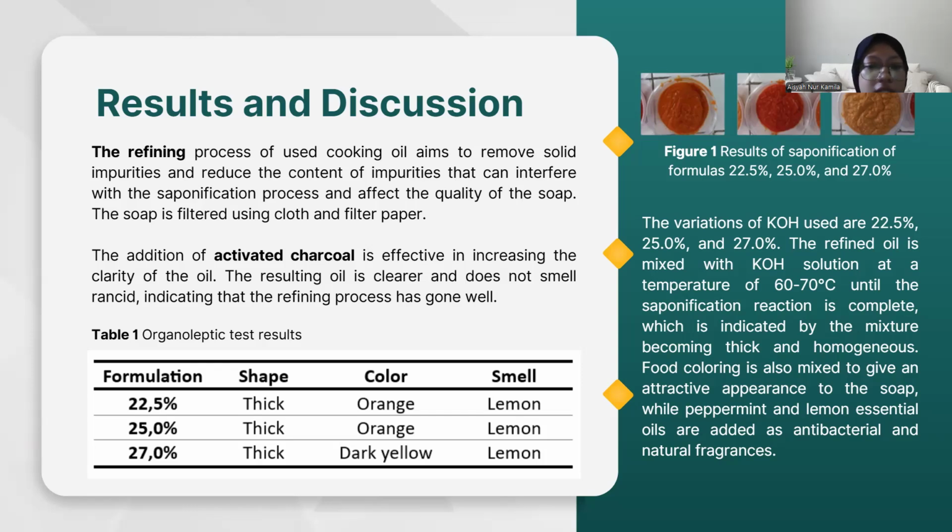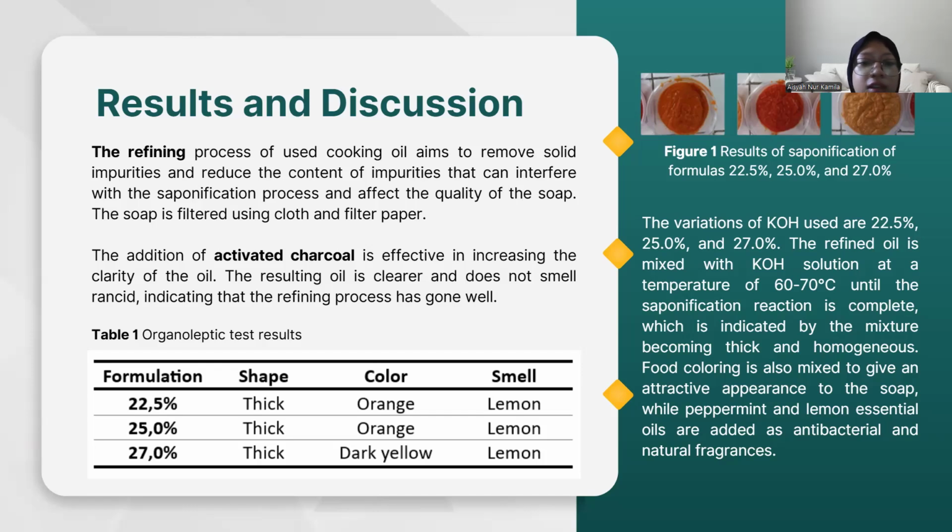After being filtered using a cloth and filter paper, the oil was pH measured and heated to a temperature of 40 degrees Celsius before adding potassium hydroxide 0.1 normal. The purification results showed that the pH of the oil was successfully stabilized at pH 7 after 10 minutes of stirring.